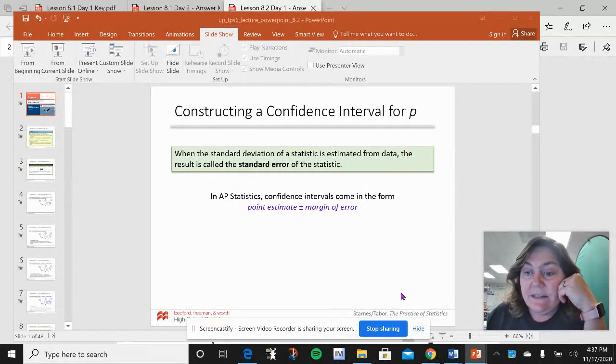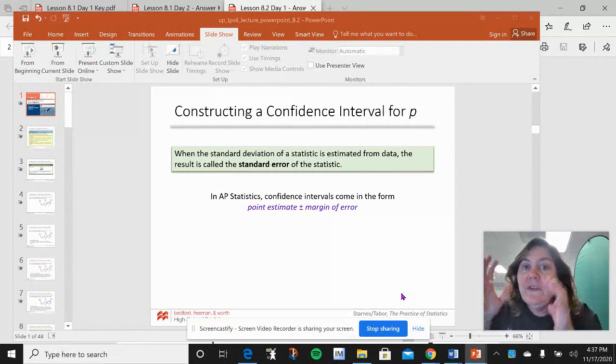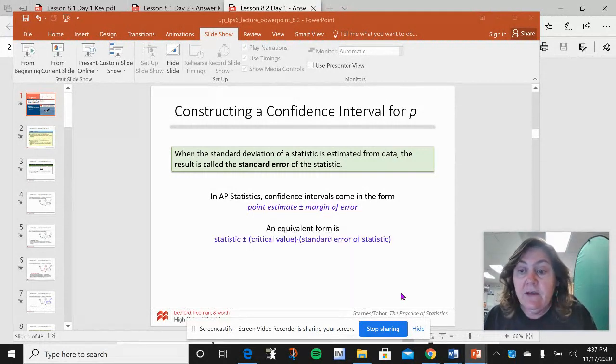So in AP Statistics, confidence intervals come in this form. Your point estimate, which is your p-hat, or it'll be x-bar when we get to means, from your sample. That's where you start. And then you have a margin of error that goes around it. And you say, I am 95% confident that the true proportion will be within these numbers, in this interval, within this range.